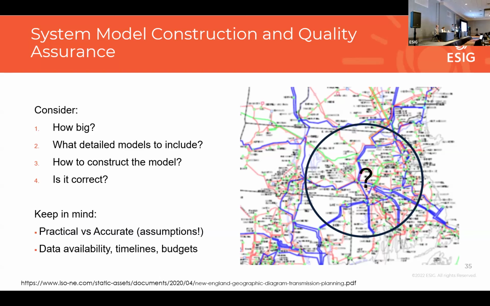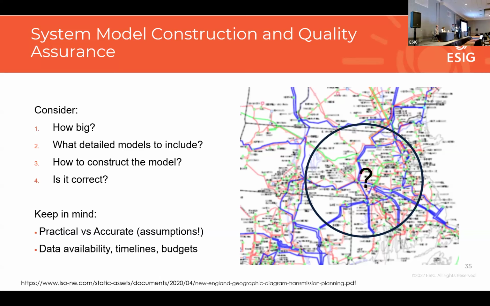Third point would be what are the mechanics involved in actually creating the system model? Is it a manual process? Is it an automated process? What does it look like? What are the options out there? And then finally, is it correct? There are some checks that we can do to verify some aspects of the EMT model that we've created. A few things to keep in mind as I talk through these points.